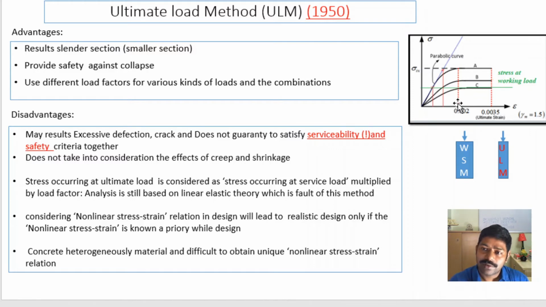And since concrete is heterogeneous in nature and there are a lot of factors influencing the stress strain behavior, it will be very difficult for you to have a unique stress strain curve. So if you want to use the ultimate load method, you should have proper knowledge of the nonlinear behavior of the concrete, of the stress strain behavior in the inelastic zone of the concrete. Then only you can use it. Otherwise it is not advisable to use the ultimate load method for your design purpose.